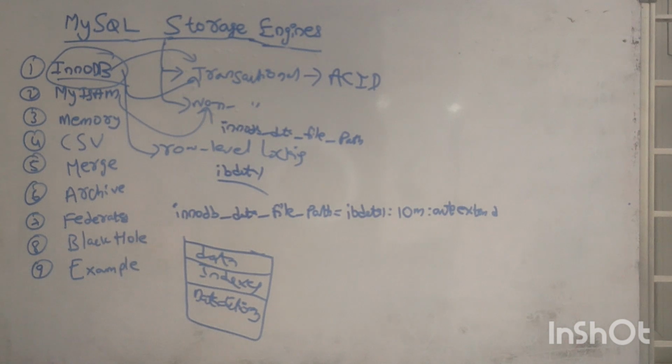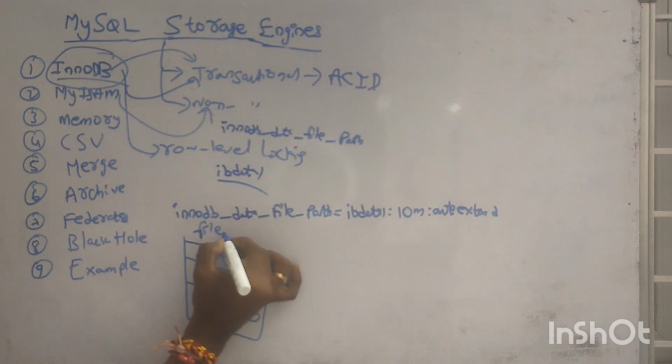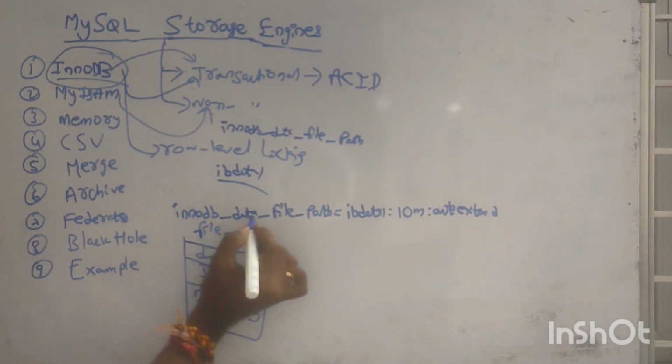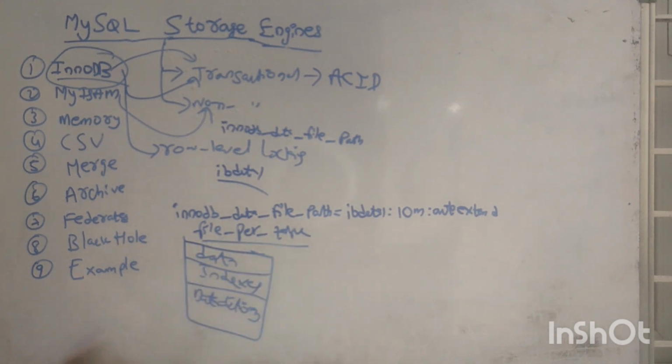It will store data, index, and data dictionary of a table in a single file. So we call this file per table. InnoDB supports file per table. So what are the advantages of file per table?